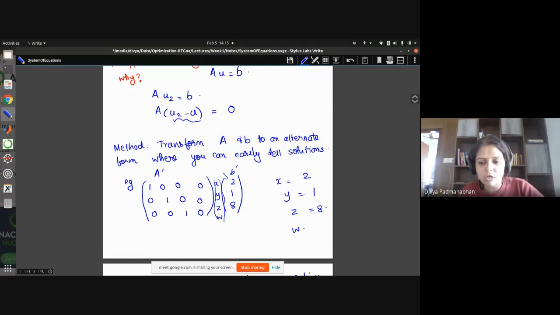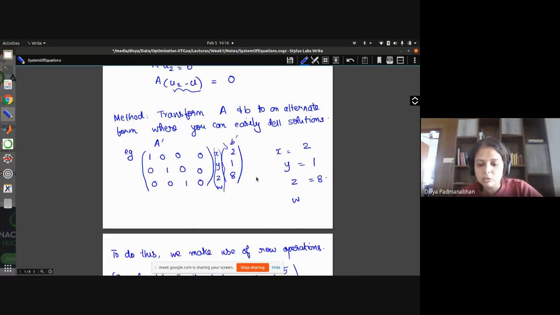I mean, yeah, any value of W will satisfy this, right? So the idea is to do a transformation to get something close to this, something of the form like an identity somewhere in between, so that you can easily read off the answers. Okay, so let's see how to do that.